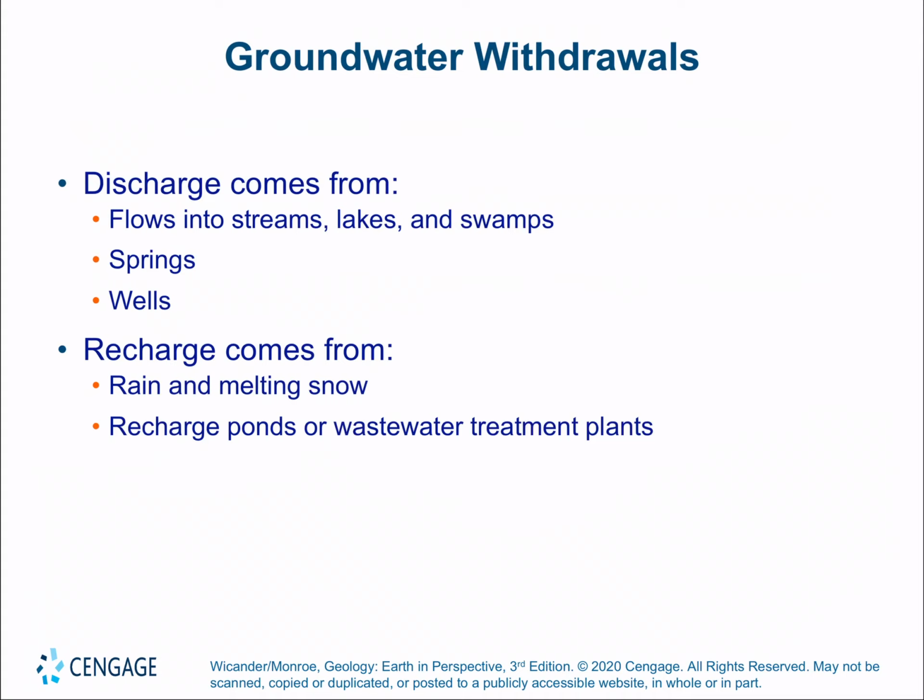Now, when I take out groundwater, it's going to come from discharges, flow into streams, lakes, swamps, springs, wells. When I replenish, or when I add water to the zone of saturation, that recharge is coming from rain and melting snow. It's also coming from recharging ponds or wastewater treatment facilities.